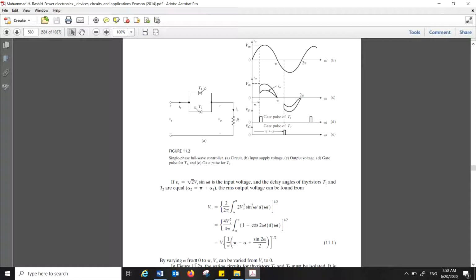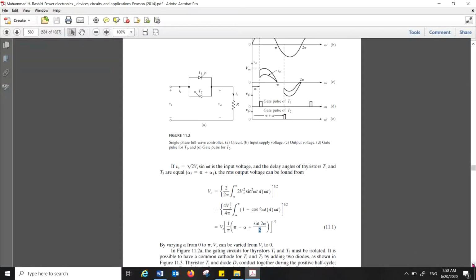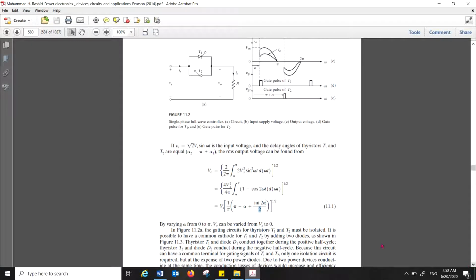Now, by varying alpha from 0 to pi, the output can be varied from Vs to 0. If alpha is pi, then we don't have anything over here, and if it is 0, let's put 0 over here, alpha 0 here, alpha 0 here. This part becomes 0, pi cancels pi, and the output is the source voltage. It's very easy, and you can verify your results by just applying a simple limit principle.